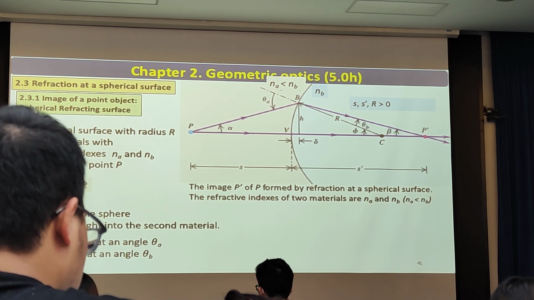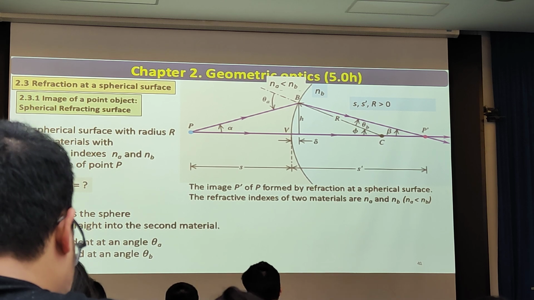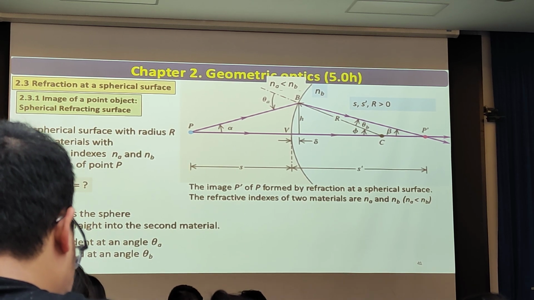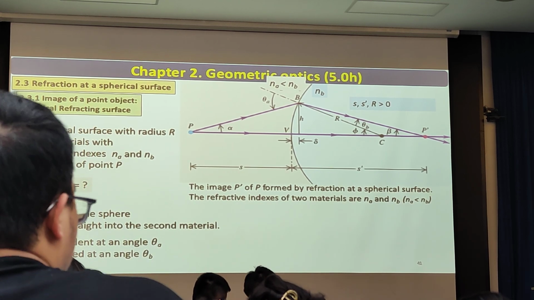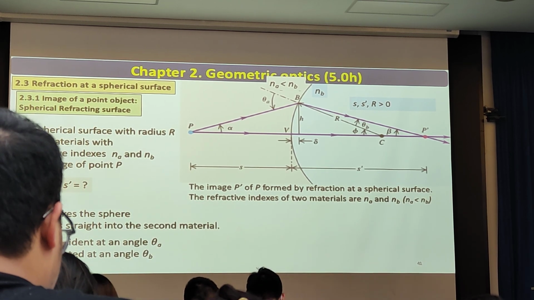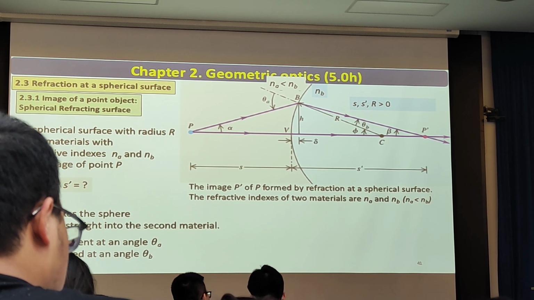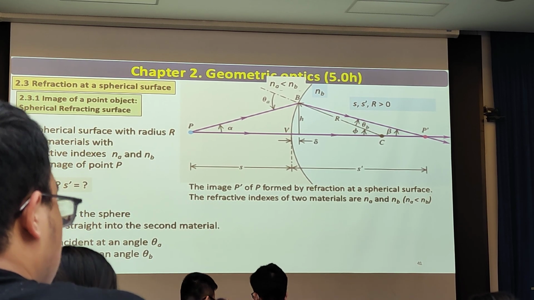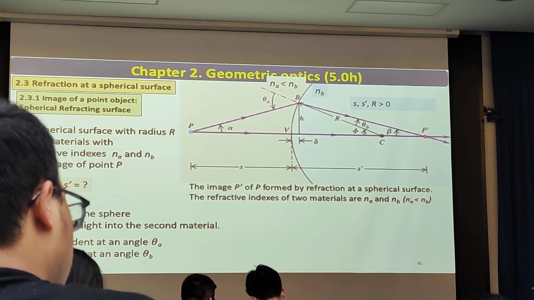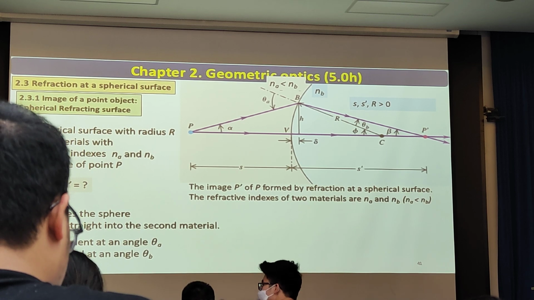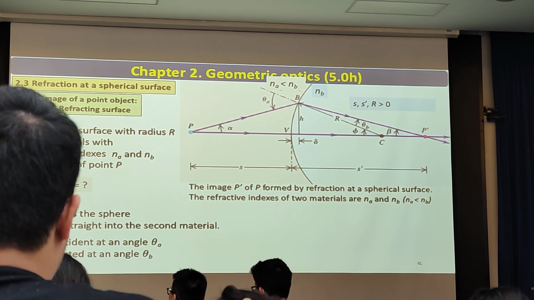So Snell's law shows the relationship between the incident angle and the refraction angle. So what is this one between theta A and theta B and A and B? Snell's law. Okay, do you remember? Snell's law. When you study physics, please remember the names of the law.